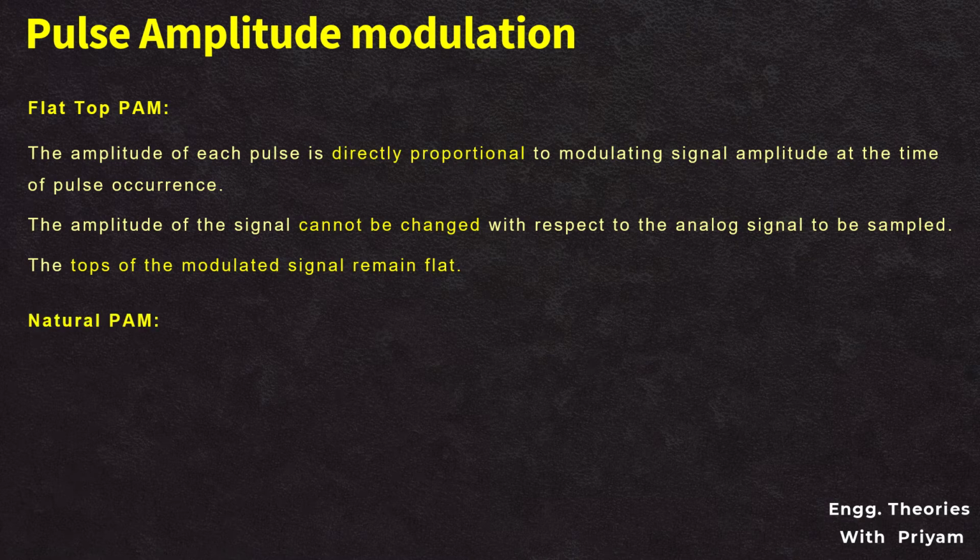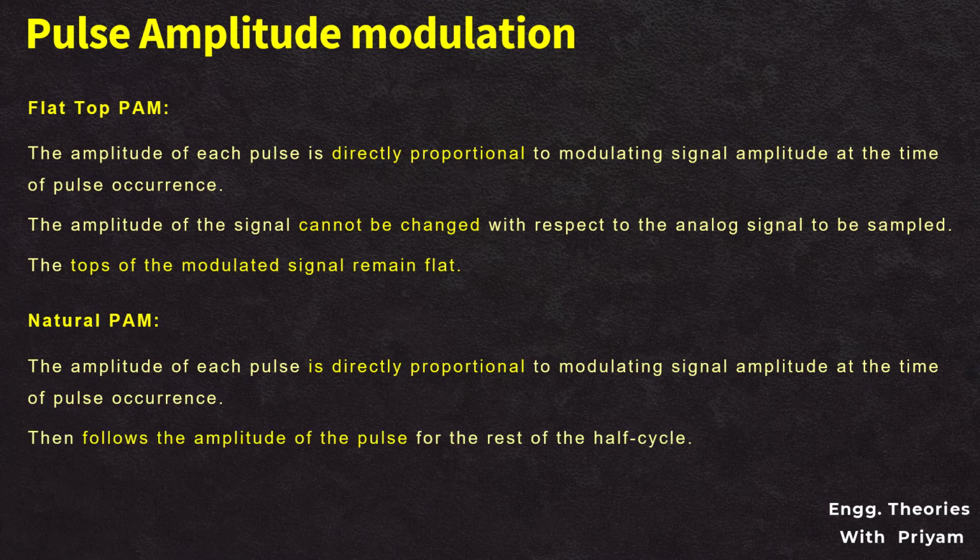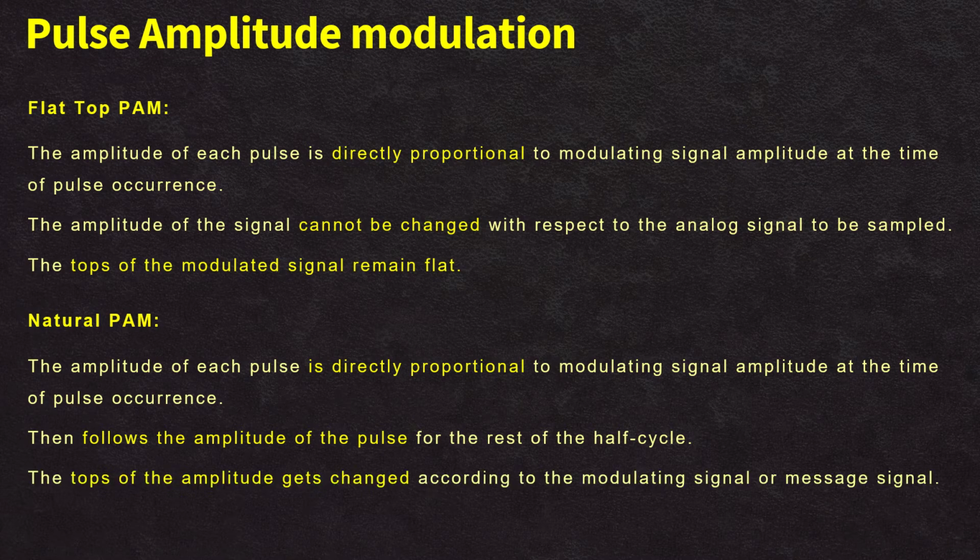In natural pulse amplitude modulation, the amplitude of each pulse is directly proportional to the modulating signal amplitude at the time of the pulse occurrence, then follows the amplitude of the signal for the rest of the half cycle. The tops of the modulated signal are directly proportional to the amplitude of the modulating signal. Let us see this modulation graphically.